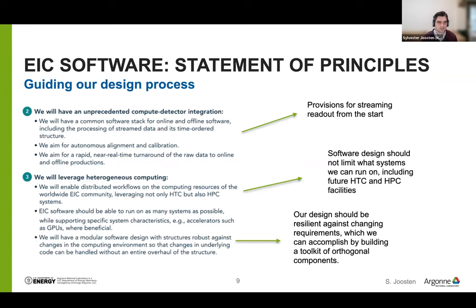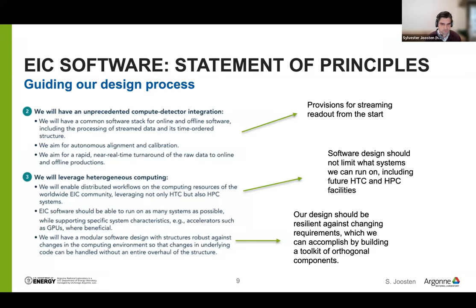So how did we go from the statement of principles to some of the design criteria or arguments for picking a certain design? Some of the things to take away from the principles is that we have provisions for streaming readout from the start. That is very important for how we will actually do things at the Electron-Ion Collider. We from the start want to make sure that our software design choices are not intrinsically limiting what systems we can run on, including being able to leverage future high throughput or high performance computing facilities where necessary.